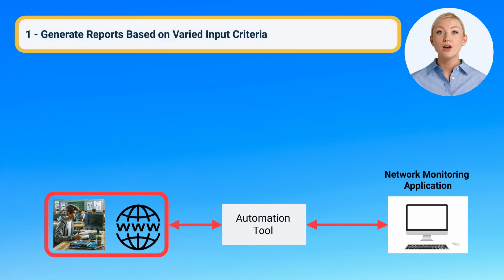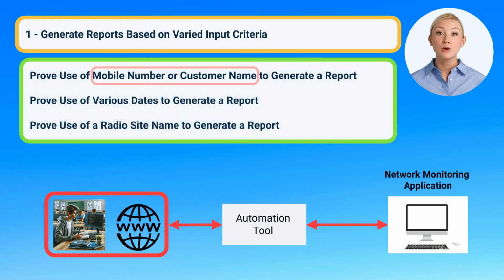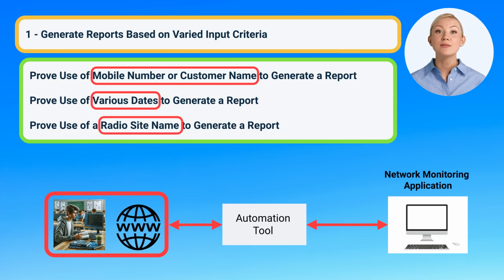First of all, automate the user actions to prove that reports are generated as expected when using multiple input prompts, such as mobile numbers, customer names, dates, or radio site names. These are basic tests that could be automated quickly.